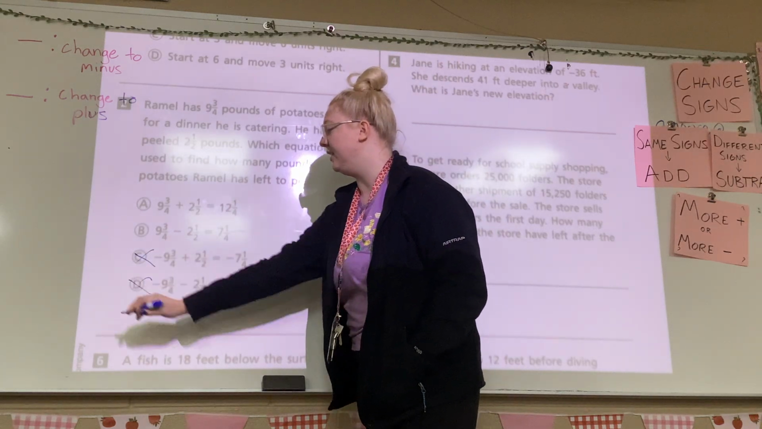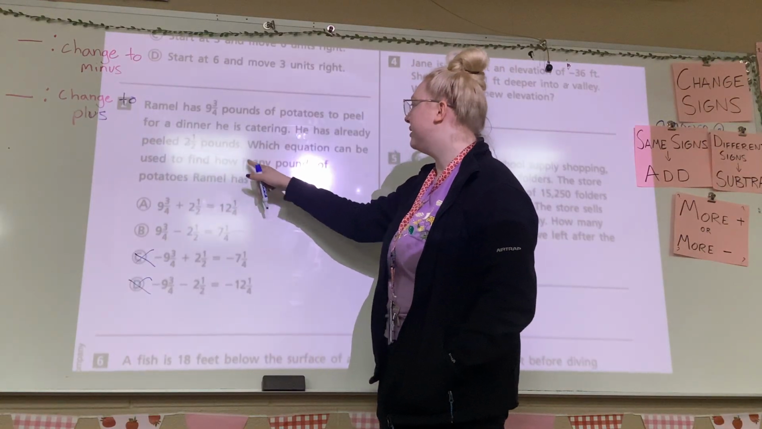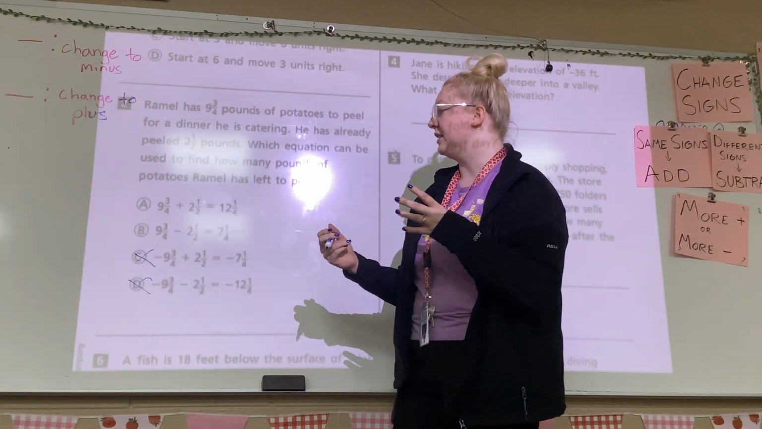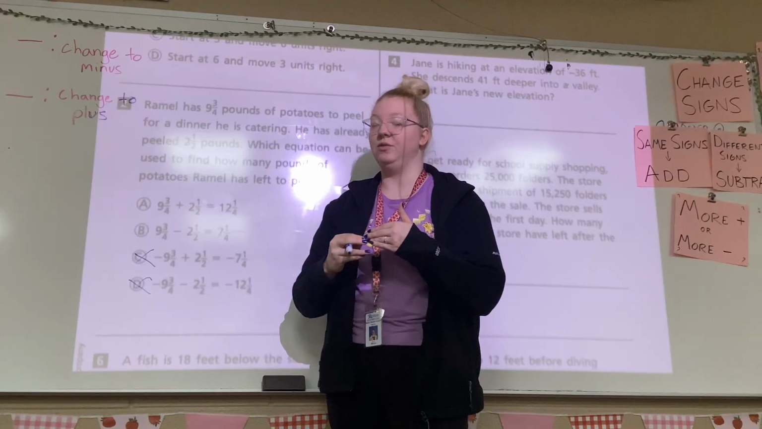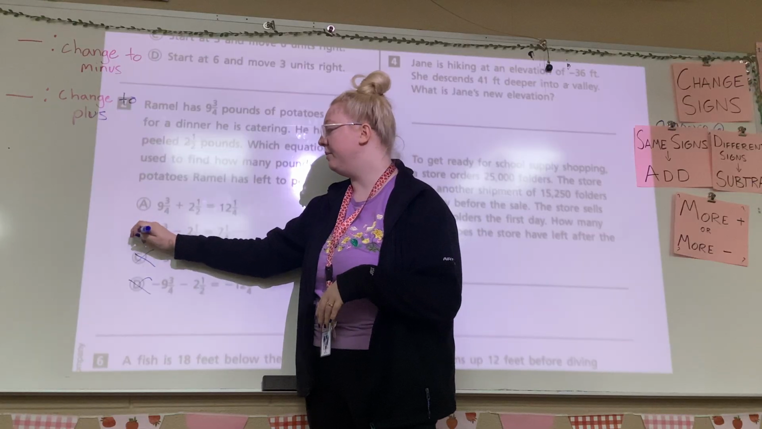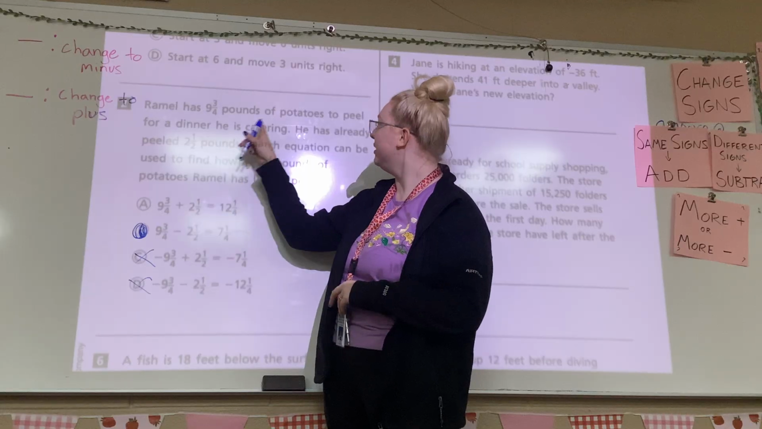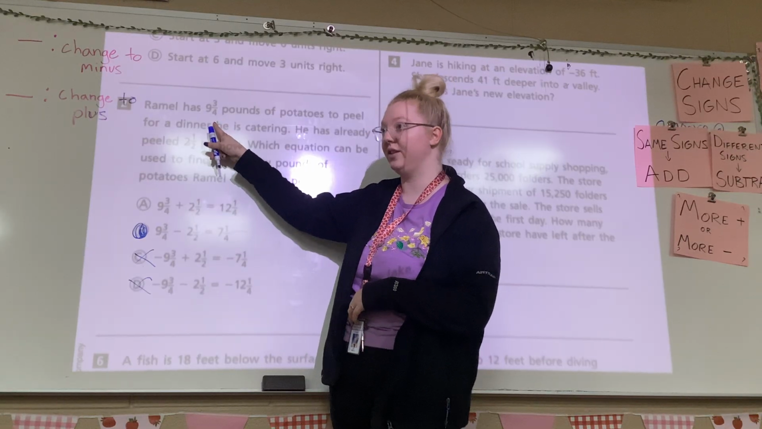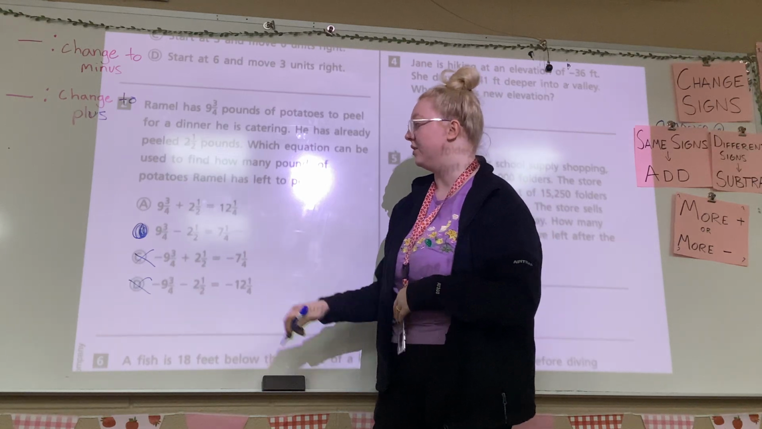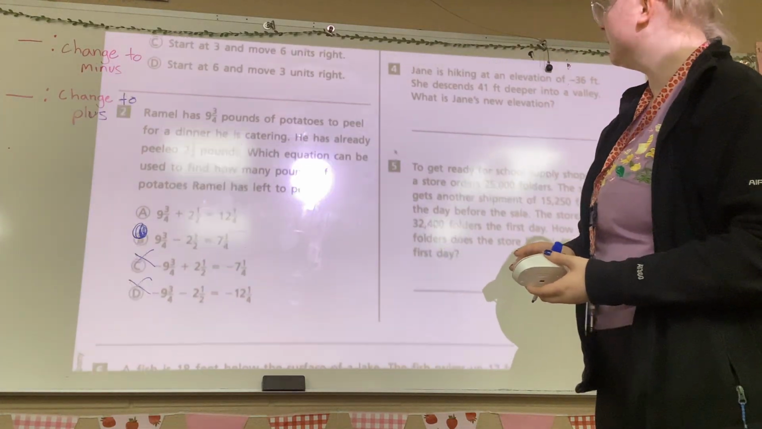So I'm going to cross off C and D. He has already peeled 2.5 pounds. We want to know how many he has left to peel. That's going to be a subtraction problem because you need 9 3/4. You've already done 2.5. So this one's just going to be B. A is adding them together. But the total pounds of potatoes he needs to peel is 9 3/4, so we can't add anything to it. That's going to be our total already. So it's not A. Let's scroll down. Actually, scroll back up.